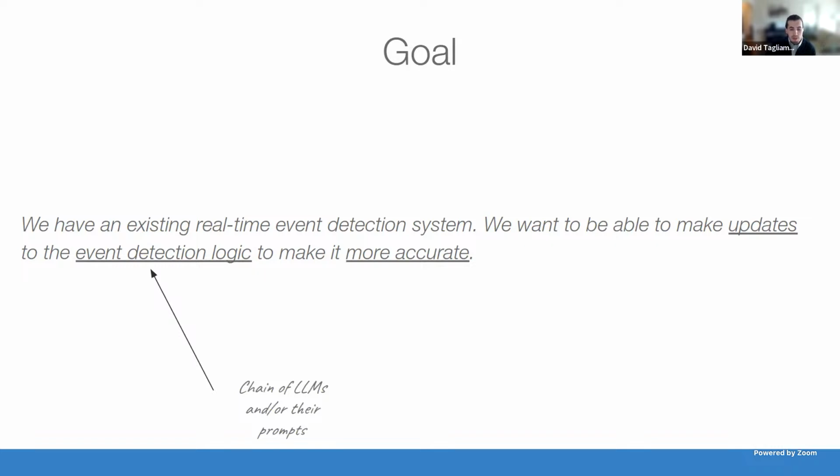And just to drive this prior point home, this event detection logic is a very generic concept. This could be a rule-based system. It could be classic ML, like logistic regression. It could be some deep learning system. It could even be that you want to just iterate on the prompts that you're making to an existing LLM. That can also be part of this broad umbrella of event detection logic.